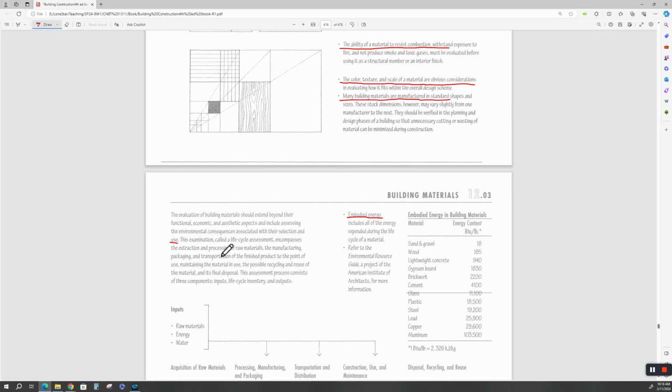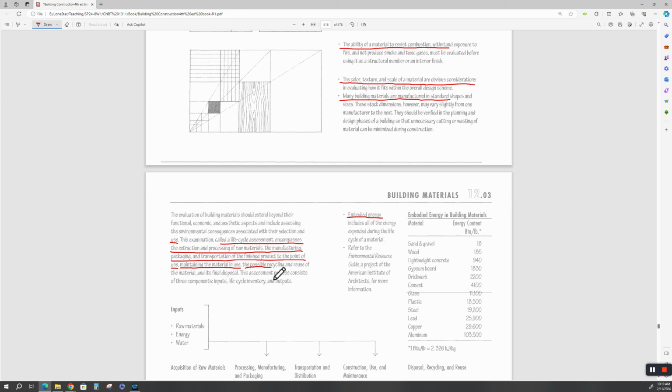This examination, called a life cycle assessment, encompasses the extraction and processing of raw materials, the manufacturing, packaging, and transportation of the finished product to the point of use. Everything from the raw material all the way to the point of your job site. And maintaining the material in use after you get it built. Is it a high maintenance material? Do I have to paint this thing every 5 years? Do I have to reseal it every so often?